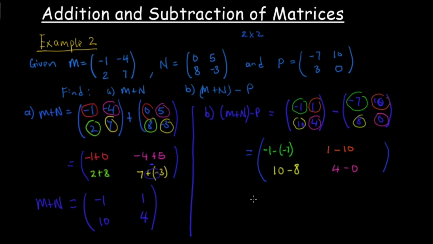So 4 minus 0. And when we work this out, we have negative 1 minus negative 7. Two negatives make a positive, so this can be written as negative 1 plus 7, which is positive 6. We have positive 1 minus 10, which is negative 9. We have 10 minus 8, which is positive 2. And 4 minus 0, which is 4. So therefore, M plus N minus P is 6, negative 9, 2, and 4. This is adding and subtracting matrices.